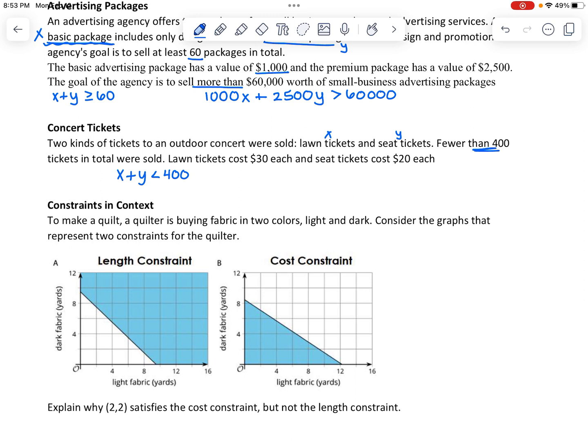Okay. It doesn't really give us a restriction, though, about the amount of money we make. But maybe we could turn this into an equation, right? Because still, it might be nice to know how much money we earn from the tickets that were sold. So if lawn tickets are 30 each, that would be 30X. And if seat tickets are 20 each, that would be 20Y. And this will tell us the total profit from the tickets. So even if there's not a restriction, we can still create an equation with the information we're given in the problem.